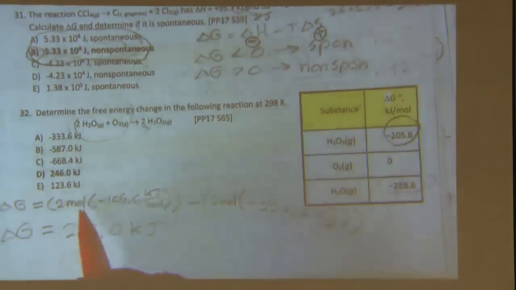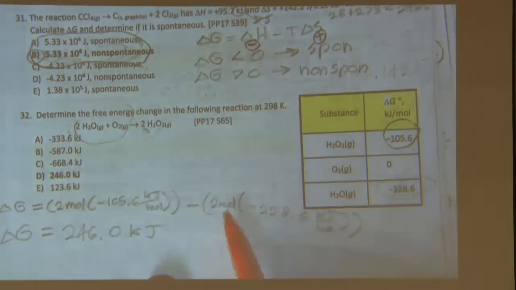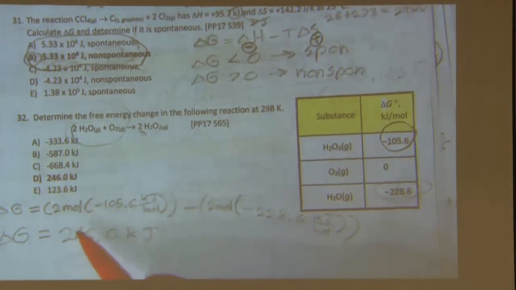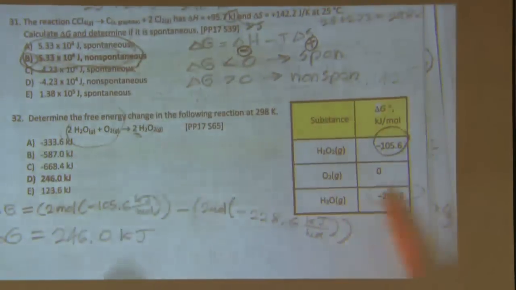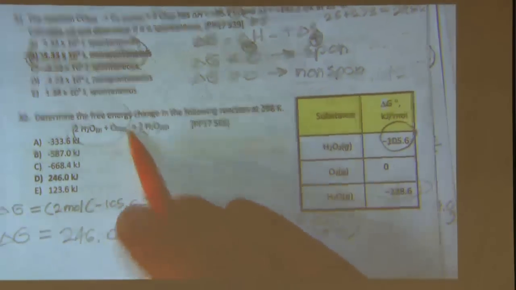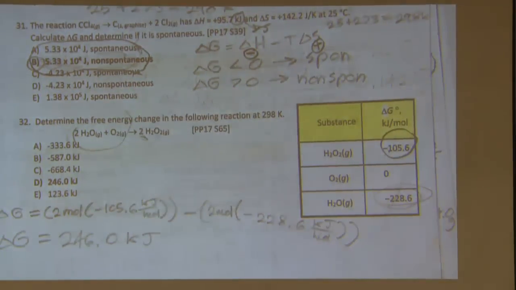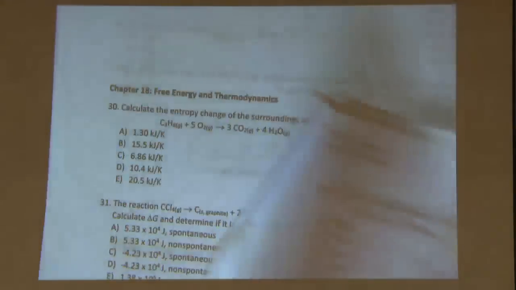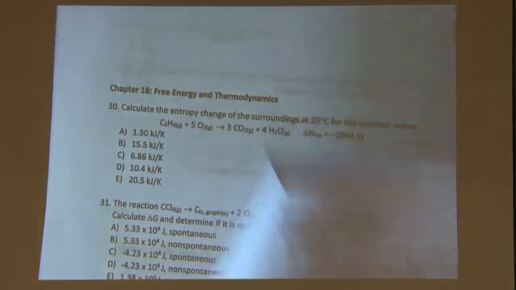But you guys see here, products minus reactants, multiply by the number of moles. That's if you're given a bunch of values and you're trying to find the free energy, and you're given the values for each product and each reactant. You just put them together, products minus reactants. You can actually do the same thing for things like delta S and delta H.